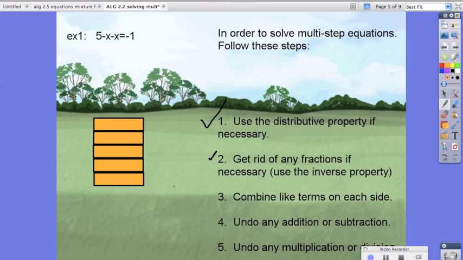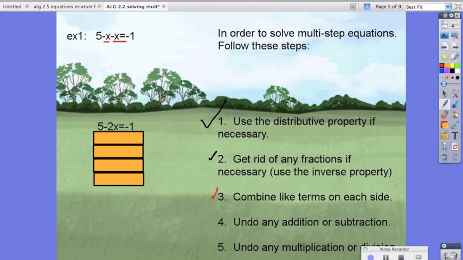So the first thing we notice is that we have two x's on the same side. So we have -x and -x. Well, that actually turns out to be 5 minus 2x. Notice we didn't touch the 5, so we brought it down. We have -2x, equal sign we didn't touch, and -1 we didn't touch. So now we've combined the like terms on each side of the equation. So check for that.